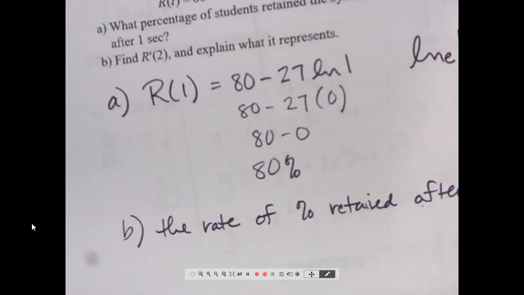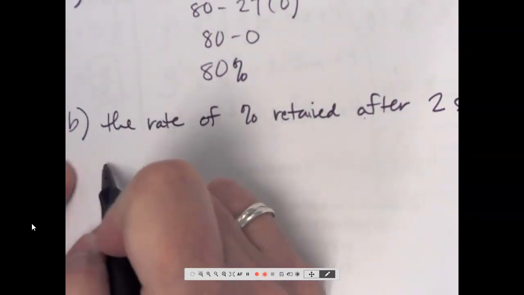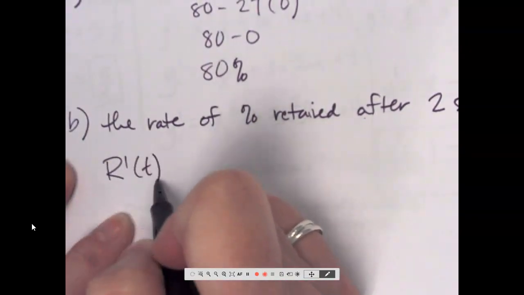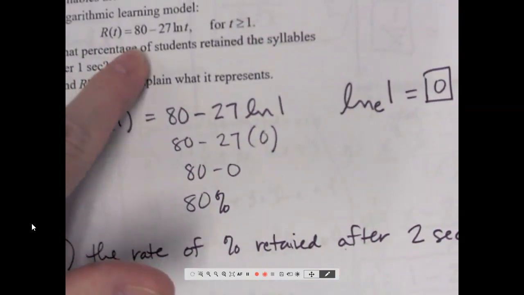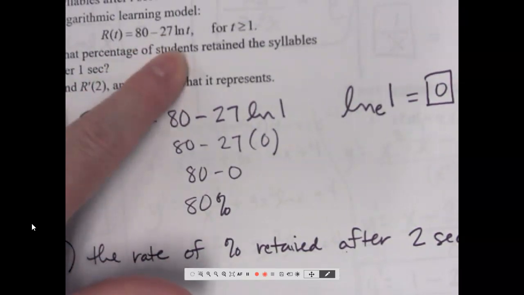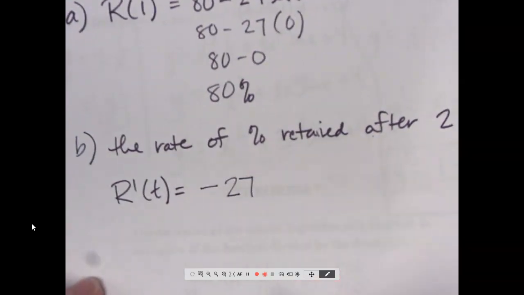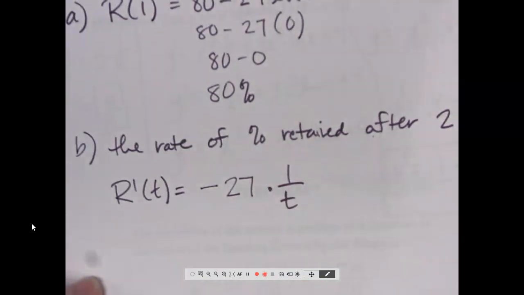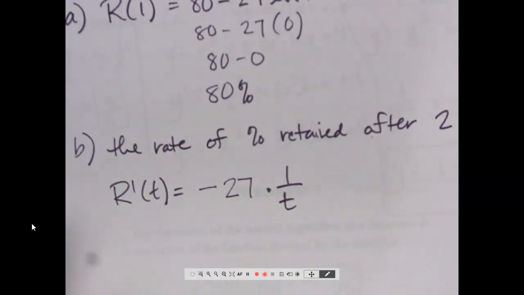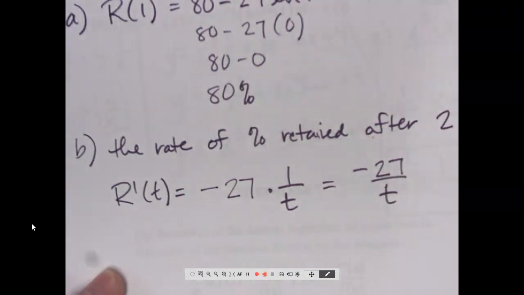And then as time went on, I would expect that rate to decrease even more. Okay, so let's find it now. So let's find R prime of t. Derivative of 80 is 0. Derivative of negative 27 natural log t would be what? Negative 27, keep the negative with it. And then derivative of natural log t is 1 over t. And don't have to worry about chain rule because derivative of t is just 1. So really it's just negative 27 over t.